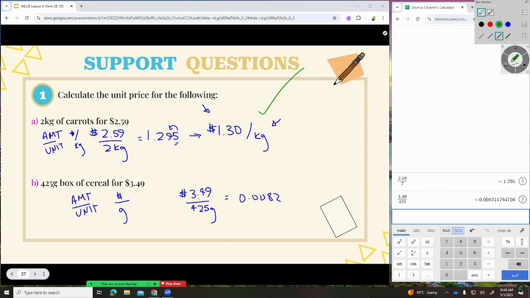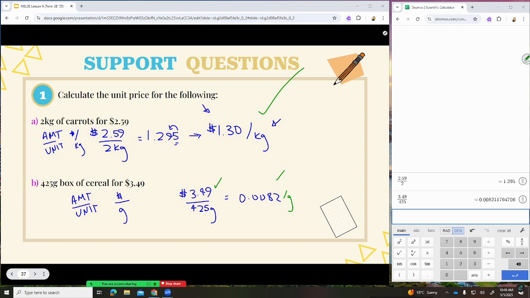Here we have the $3.49 divided by 425 grams. So we know we did the right step, and then it tells us that it's 0.0082. Now this breaks it down per individual, each gram. So it has the per gram. So we know again that we have done it right. So you can keep going through each support question and seeing if you're on the right track.